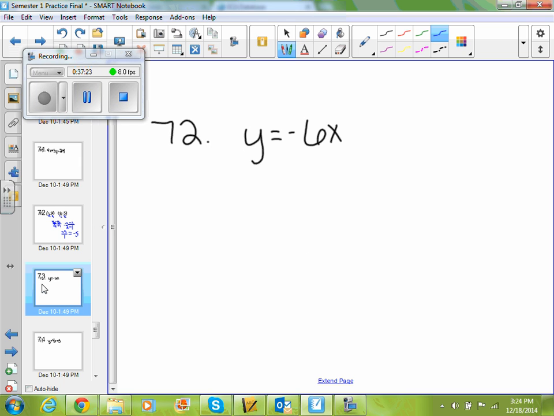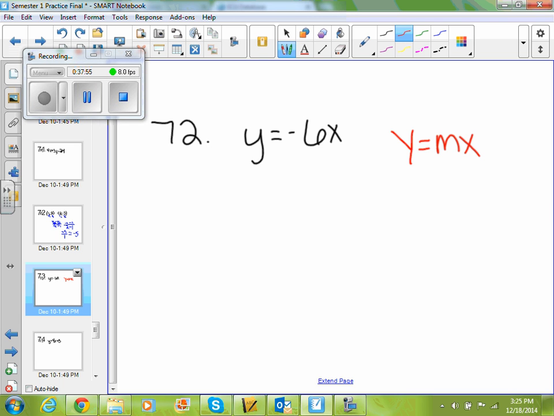Yay, 72, we're almost done. Tell whether the equation represents a direct variation. If so, identify the constant of variation. This is your next formula that's going to go on your note card. It's your direct variation formula. Your direct variation formula is y equals mx.